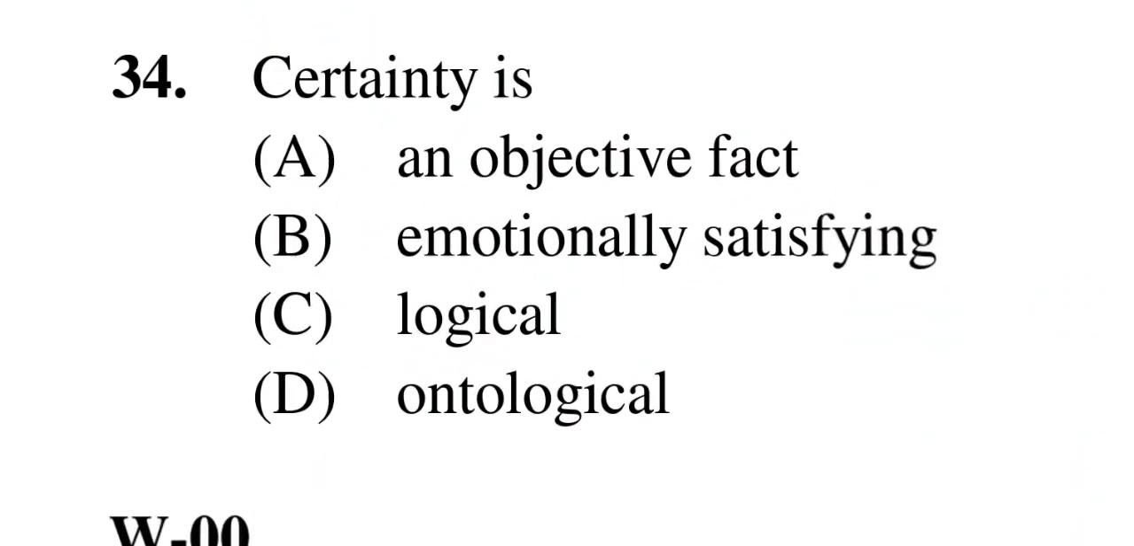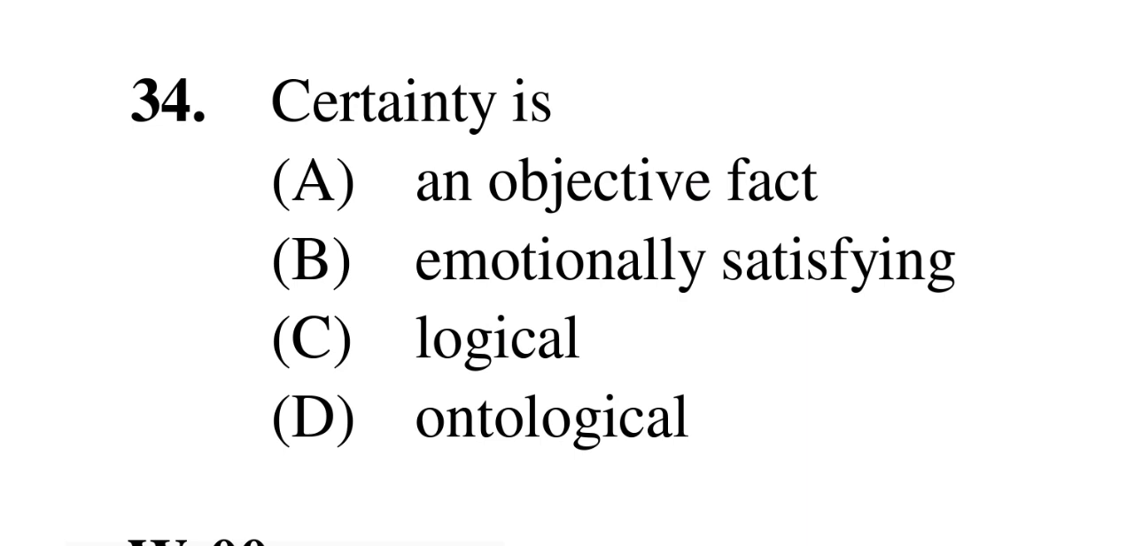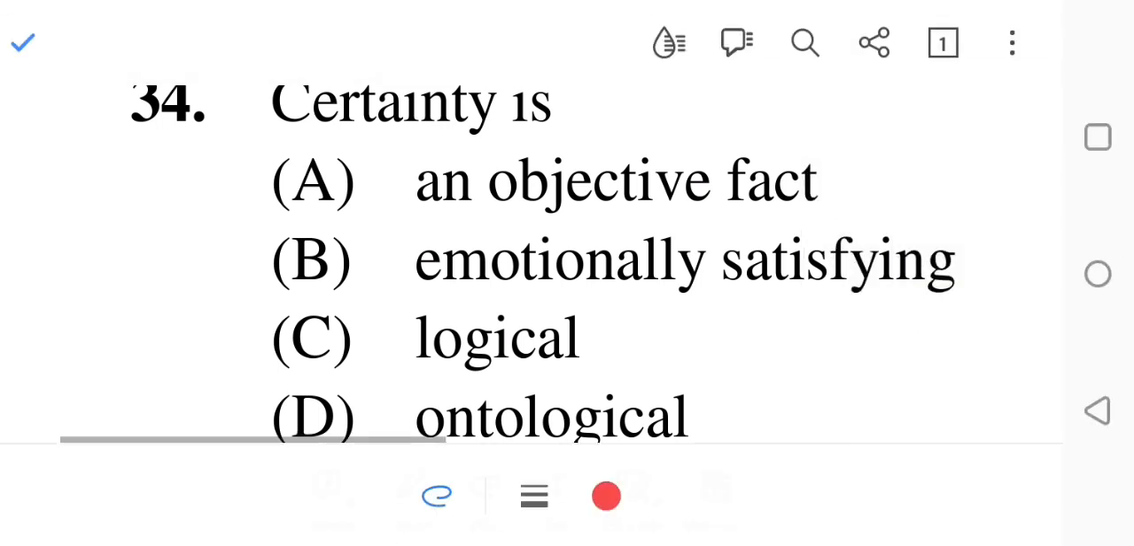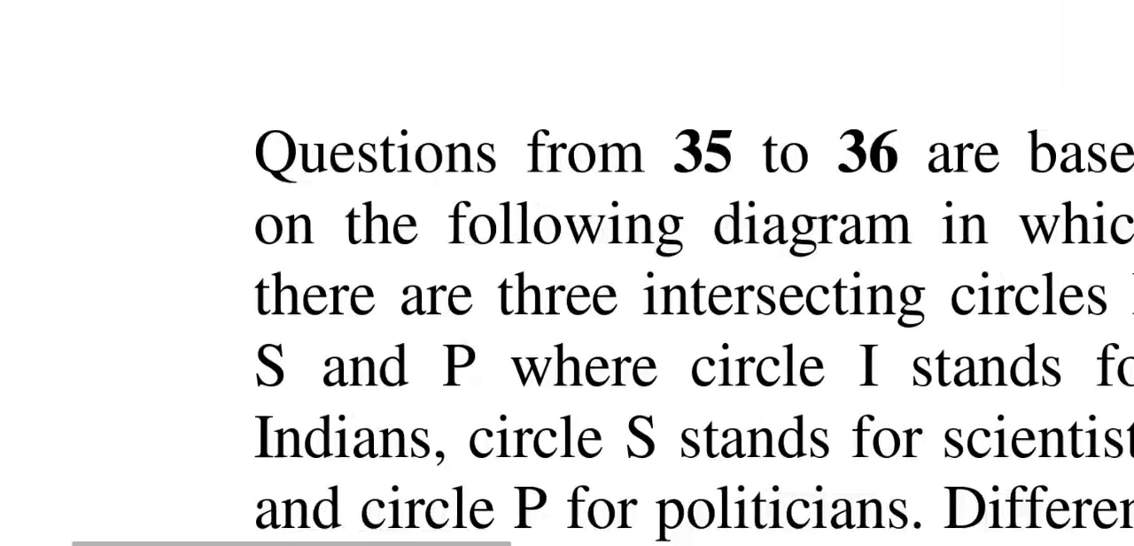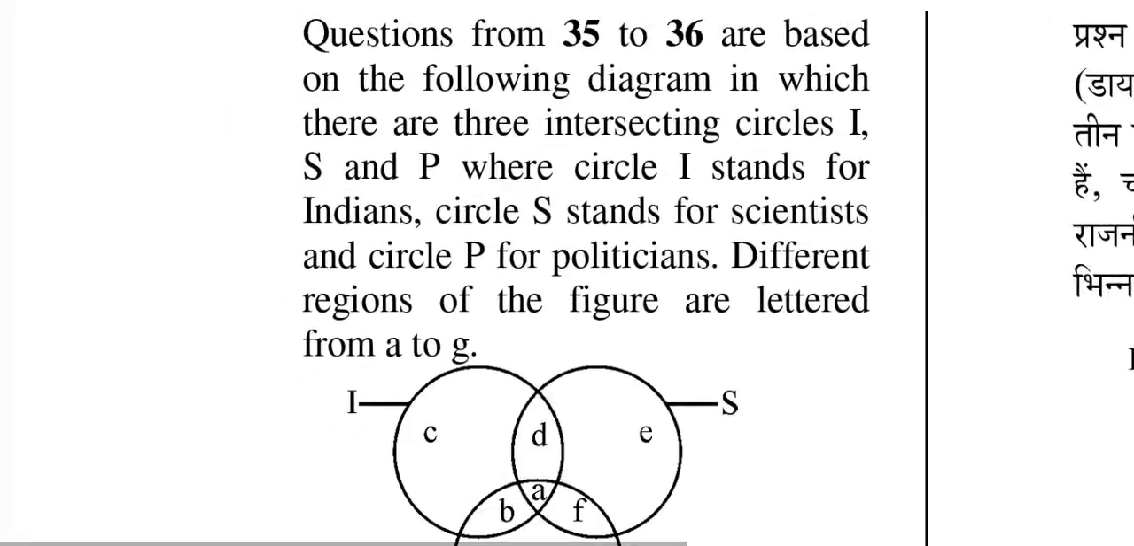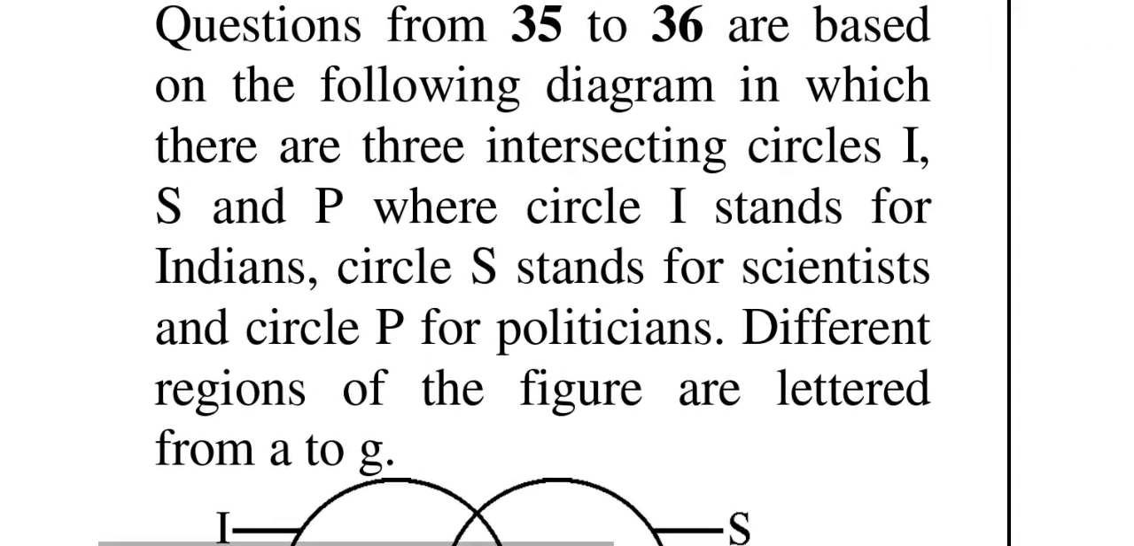Okay, next is 34. Certainty is what? It is an objective fact, emotionally satisfying, logical, ontological. So certainty is B, that is an emotionally satisfying thing. Finished? Moving on. So moving on, we have got mathematical sum.